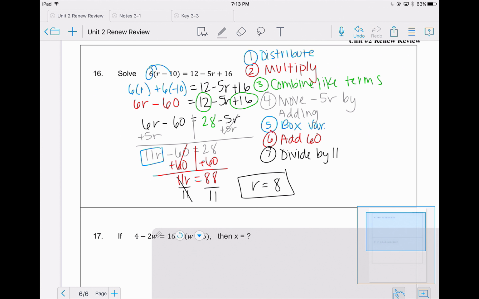So that problem has a lot of steps to it. First we distribute, then we multiply what we distributed. I then see that I have 3 terms on the right side, so I combine my like terms. Once I've done that, I have 2 terms on both sides, so I'm ready to move. I move my smaller variable through the opposite operation, which in this case is adding. After I box my variable, I move what's outside the box, which is the negative 60. I move it through the opposite, which is addition. And then I divide by 11.